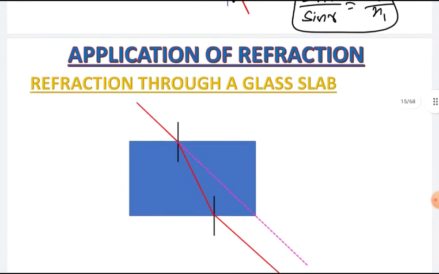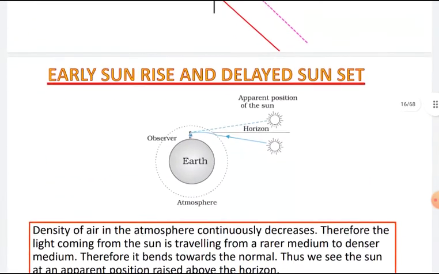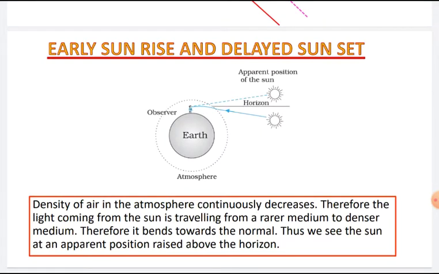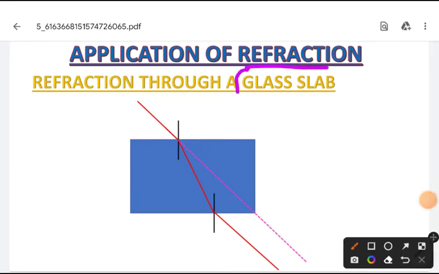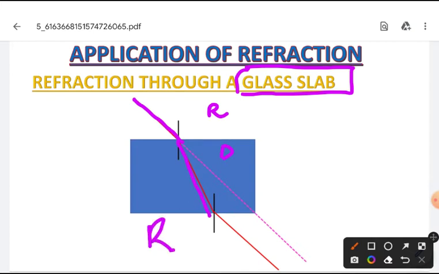Refraction through a glass slab. Rarer to denser medium, bends towards the normal. Denser medium to rarer medium, bends away from the normal. Just draw a straight line.